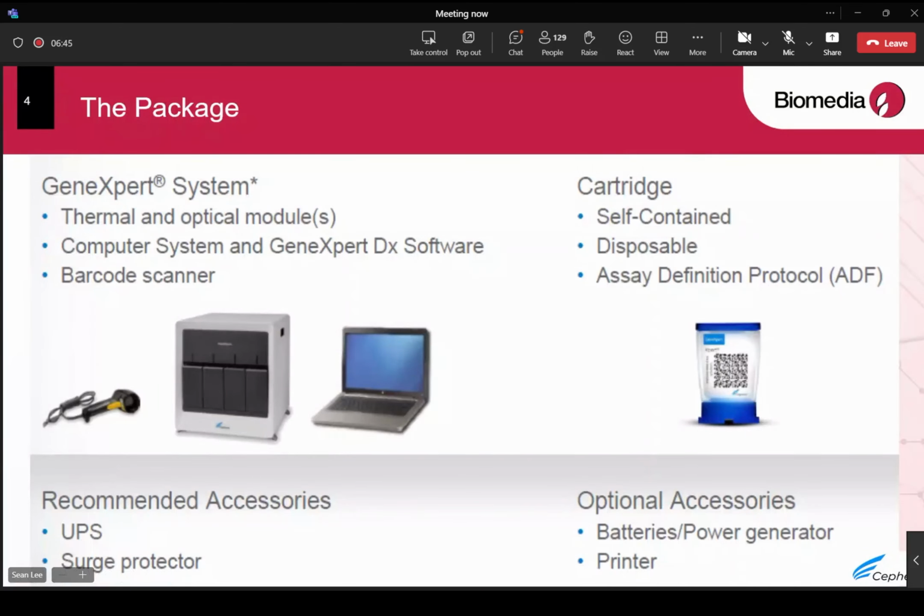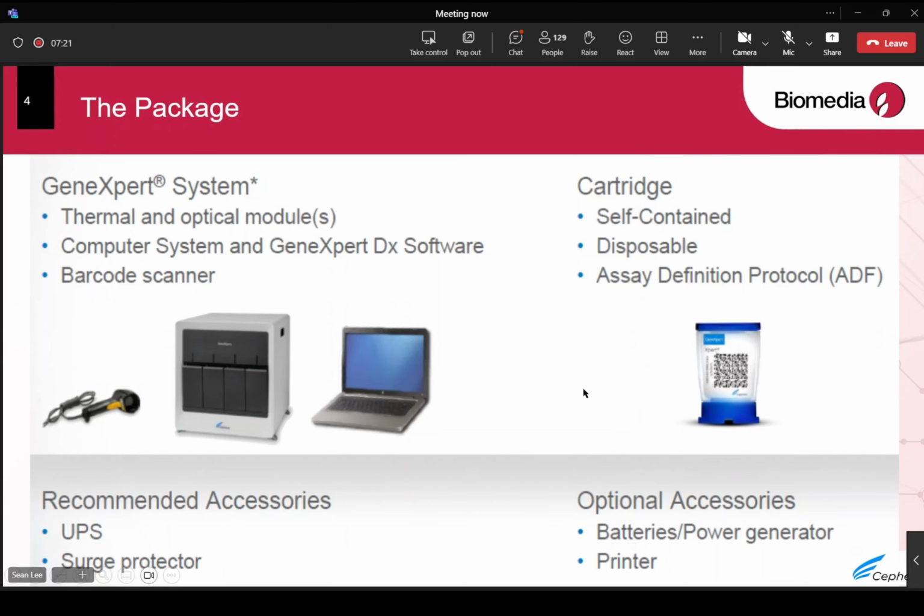So what do you have in this package? When you receive a Genexpert system, you will receive one Genexpert system. You receive a laptop or desktop computer. It comes with a UPS and a barcode scanner. That's all you need to run a PCR test. Okay, so the reagent will be in a cartridge format. One cartridge is for one test, and it's a single test. And once you use it, you cannot reuse.